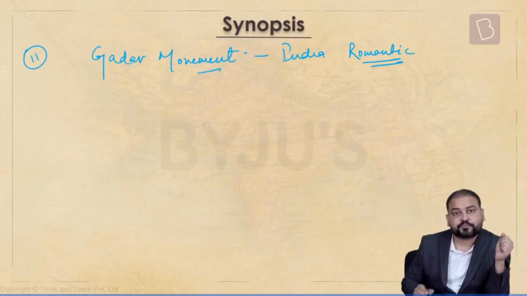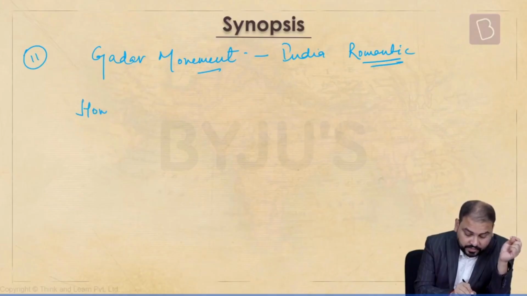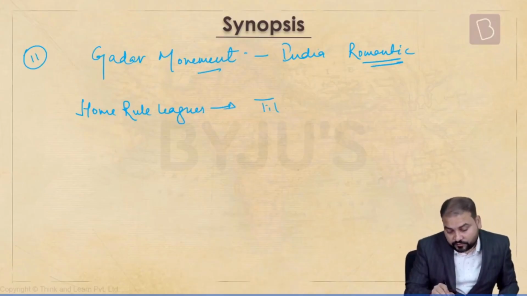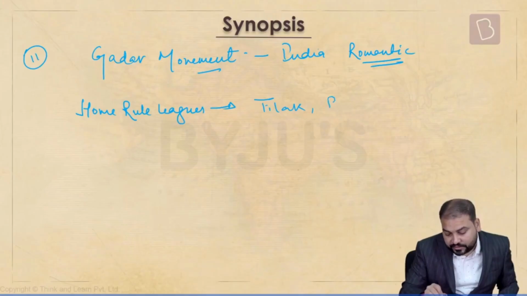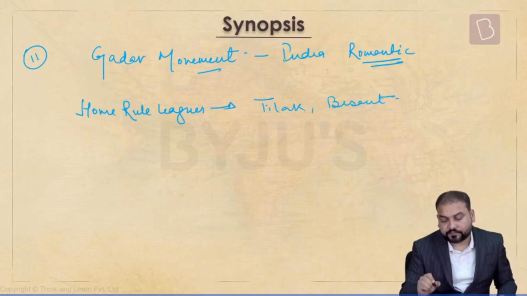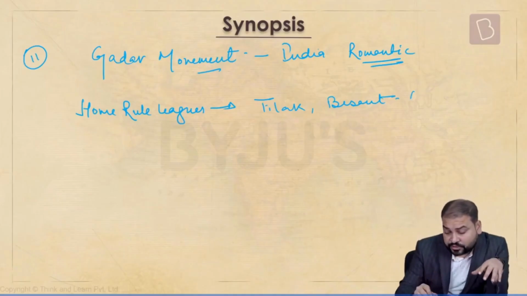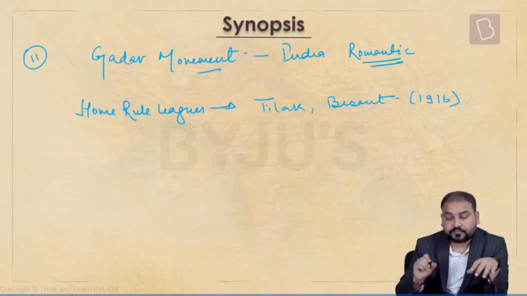It was huge. And around the same time in India, we had the Home Rule Leagues, which were being organized by Tilak and Annie Besant. They both had their different Home Rule Leagues, which were operational from 1916.